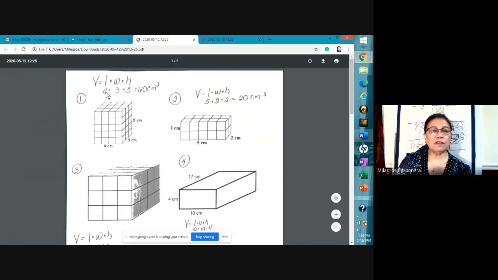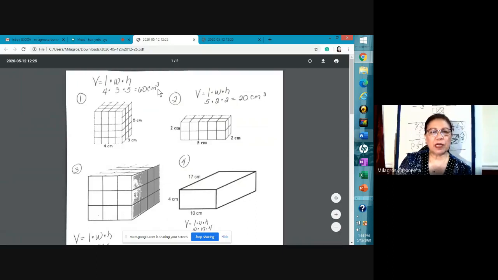So the length is 4 as it is being shown here, and the width is 3 as it shows here, and the height is 5, which is shown here. If you're going to multiply this, we are going to multiply the 4 and the 3, that gives you 12, and 12 times 5, that gives you 60. So this is composed of 60 cubic centimeters.